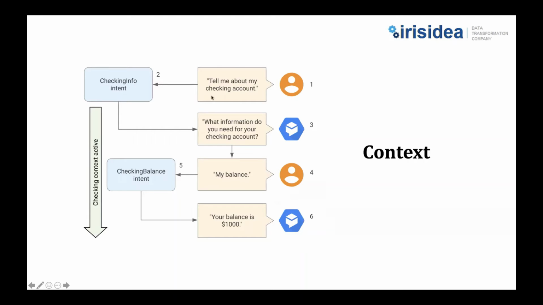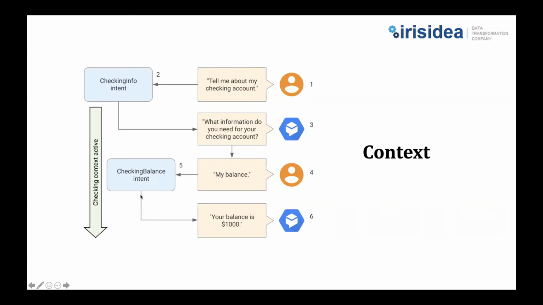Because this is pretty vague, we need to understand what exactly they are asking for. Is it transaction details, the last 30 days of transaction details, the current balance, or the last 5 transactions? So that's why the bot asks, what are you specifically asking for? The user says, my balance.